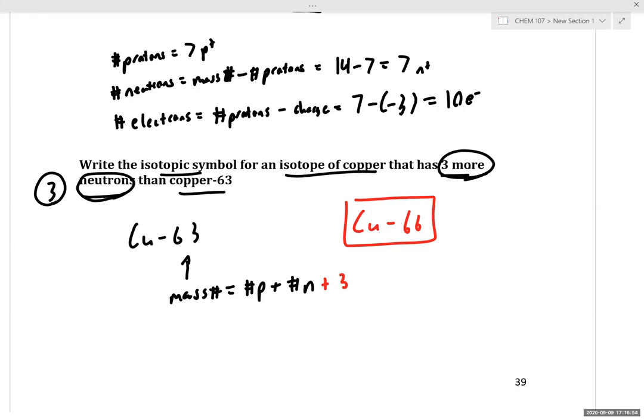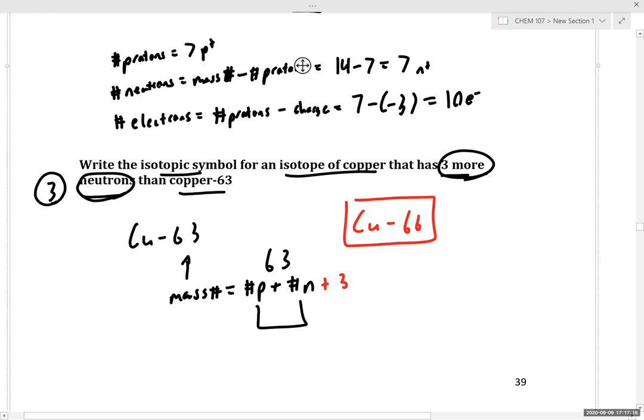I'm sorry, how did you get the copper 66 again? So we start with copper 63, which has a mass number of 63. This mass number is telling us our protons and neutrons, so our protons and neutrons is 63. If we have 3 more neutrons in this other isotope, our mass number will go up by 3, right? Because we've added 3 neutrons to our total. So then, if we're calculating our new mass number, we'd take 63 and add 3 to it, and that gives us 66. Does that make sense? Yes, thank you. Perfect. Any other questions I can address?